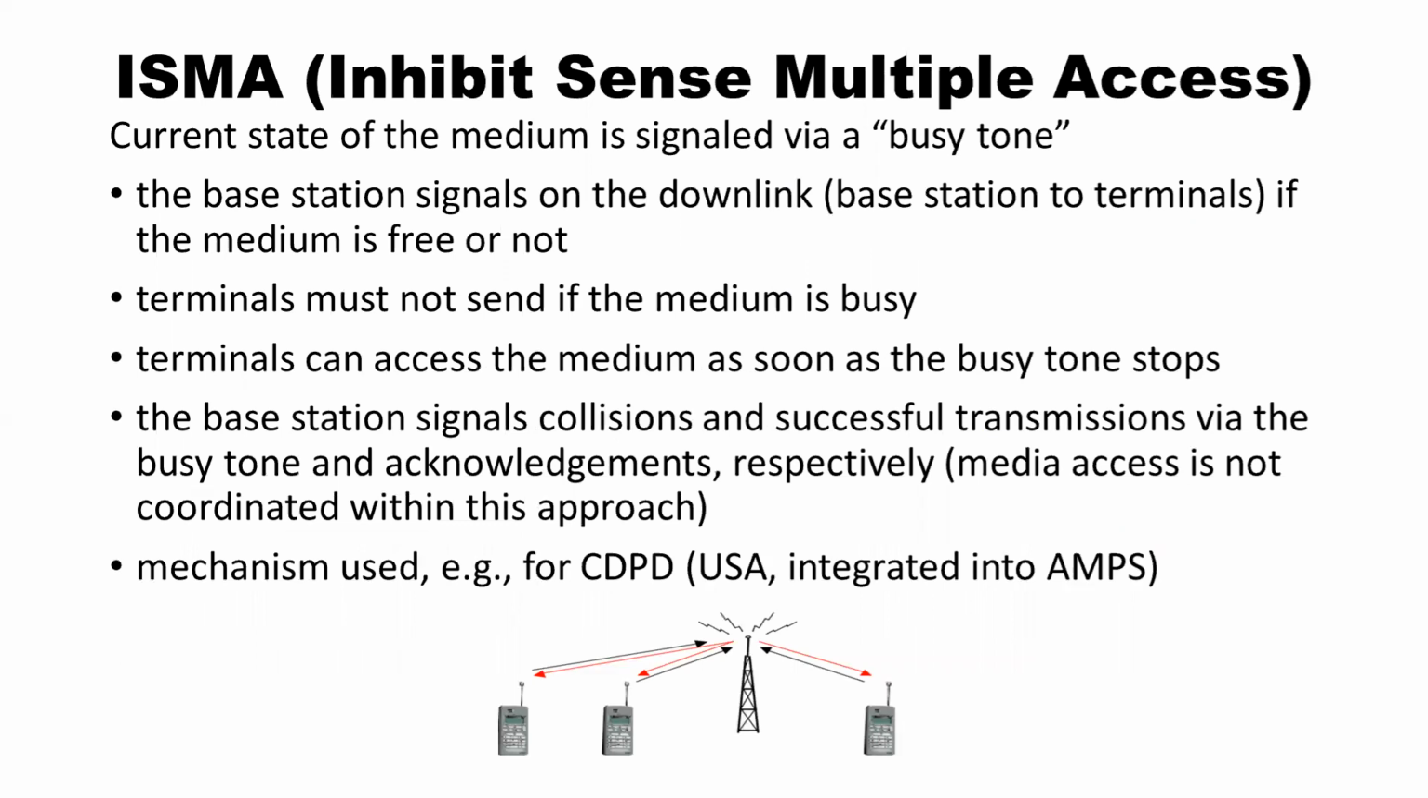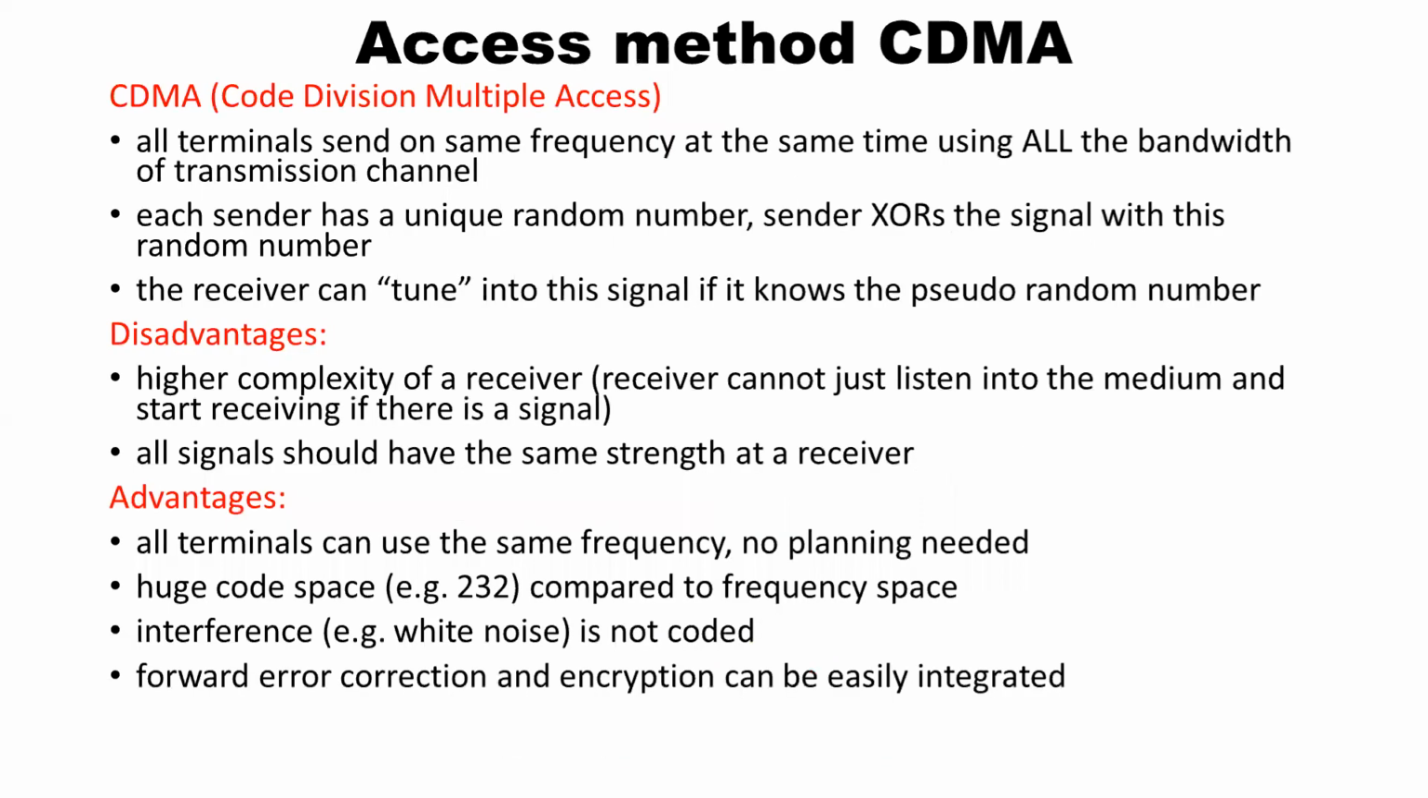Inhibit sense multiple access: the current state of the medium is signaled via a busy tone. The base station signals on the downlink whether the medium is free or not. Terminals must not send if the medium is busy. Terminals can access the medium as soon as the busy tone stops. The base station signals collision and successful transmission via the busy tone and acknowledgements respectively. Mechanism used, for example, in CDPD.